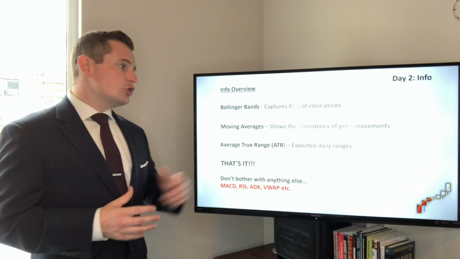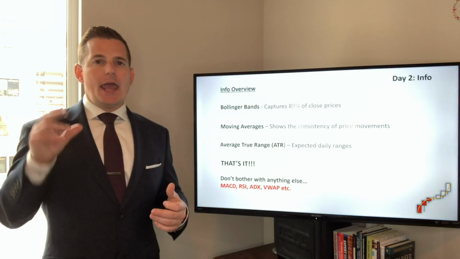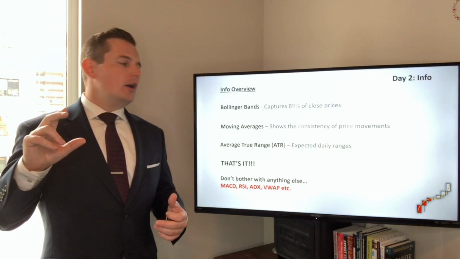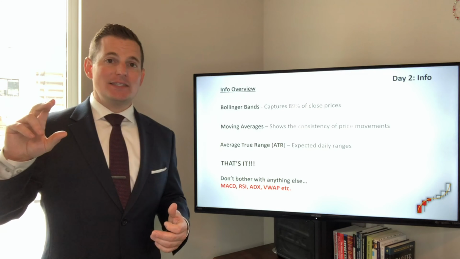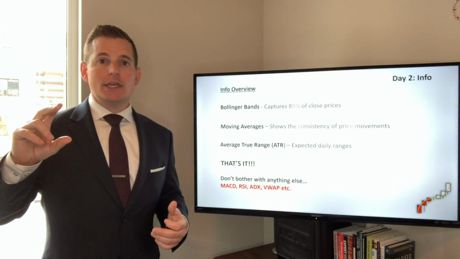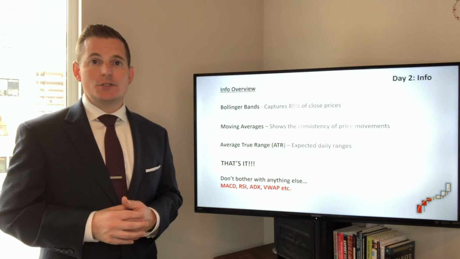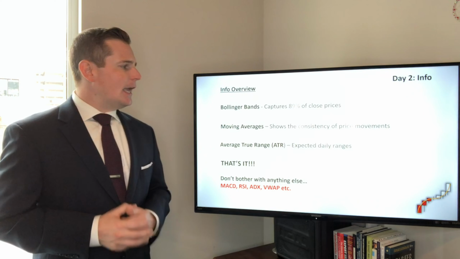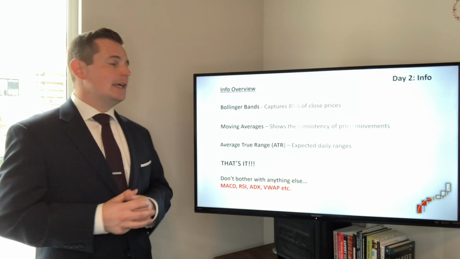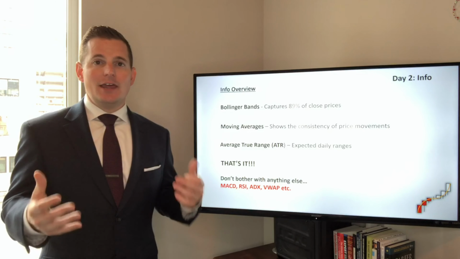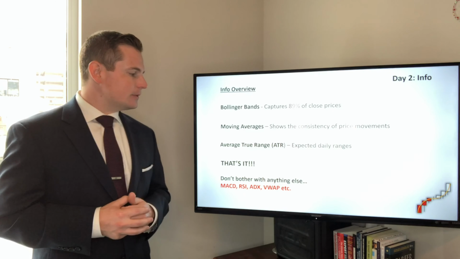The average true range is just an average value that a stock is expected to move in the following days, based on the 14 previous historical days, okay? And these are really the only information that I overlay on the charts.